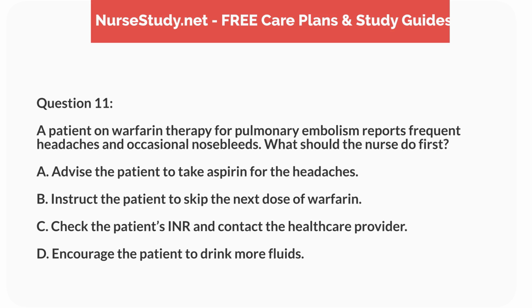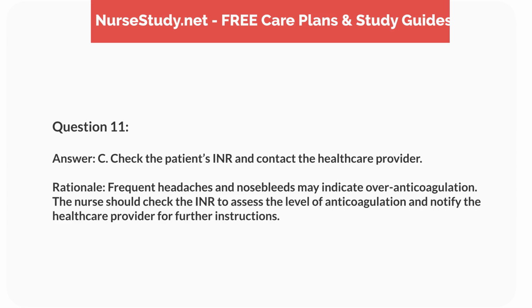Question 11. A patient on warfarin therapy for pulmonary embolism reports frequent headaches and occasional nosebleeds. What should the nurse do first? A. Advise the patient to take aspirin for the headaches. B. Instruct the patient to skip the next dose of warfarin. C. Check the patient's INR and contact the healthcare provider. D. Encourage the patient to drink more fluids. Answer: C. Check the patient's INR and contact the healthcare provider.